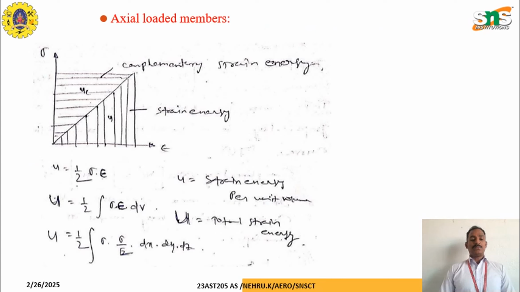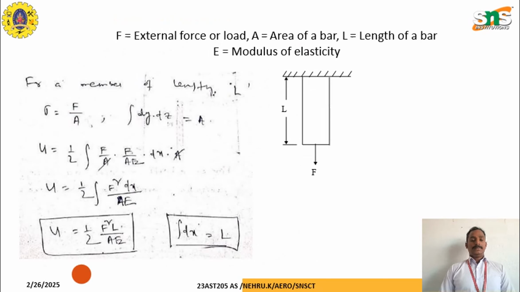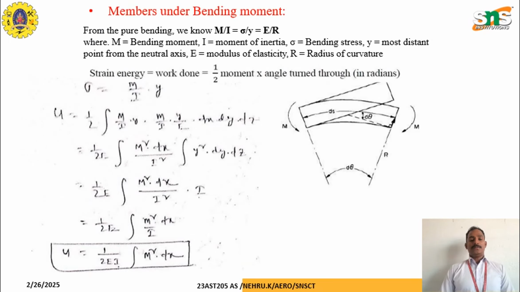U equals half the integral of sigma into epsilon dV, that is the volumetric strain. So U equals half times the integral of sigma into sigma by E dx dy dz, where F is the external force or load, A is the area of the bar, L is the length of the bar, and E is Young's modulus, the modulus of elasticity. For a member of length L, the stress will be force per unit area, F by A. Integration of dy dx equals the cross-sectional area. So by applying this, U equals half times the integral of F by A into F by AE into dx dA. Finally, you will get U equal to half times F square L by AE, since the integral of dx equals L.